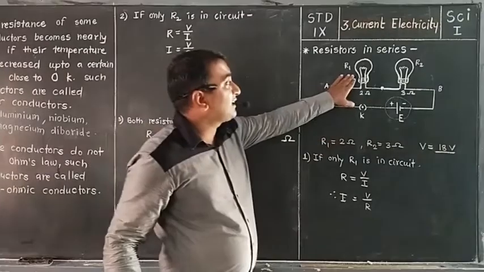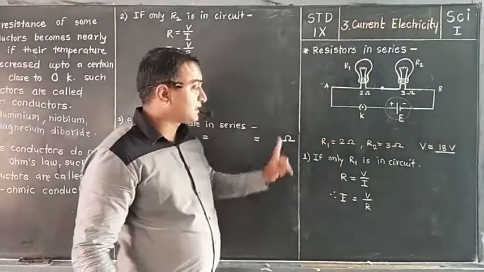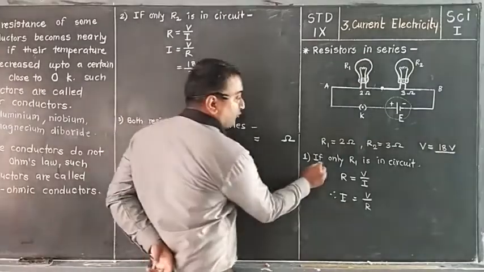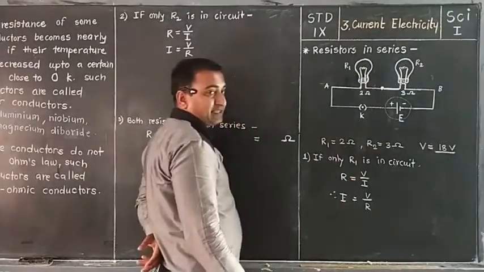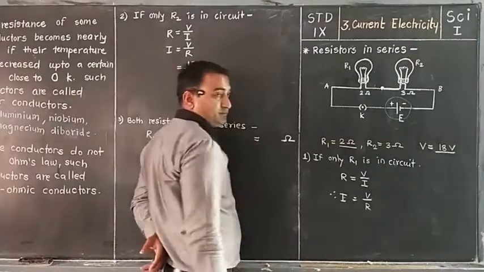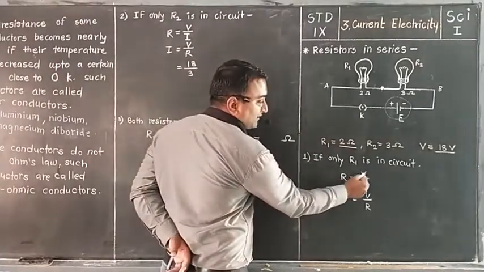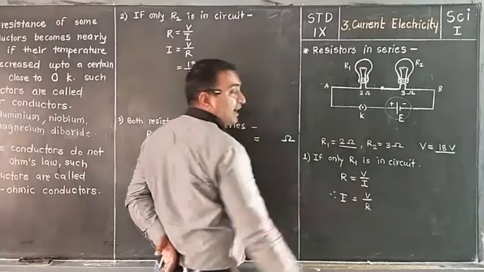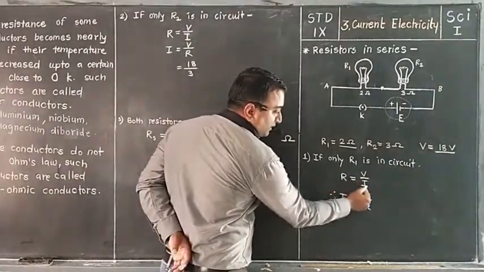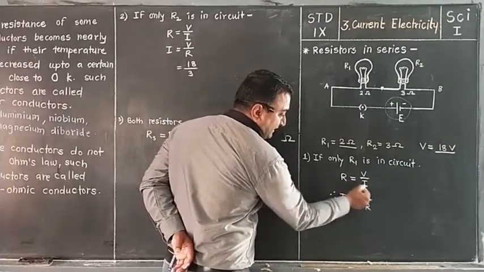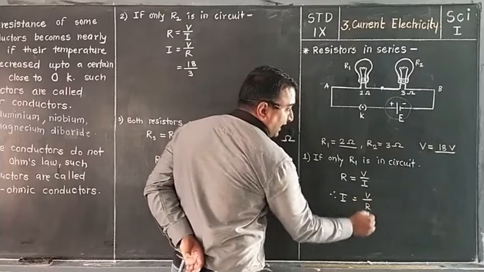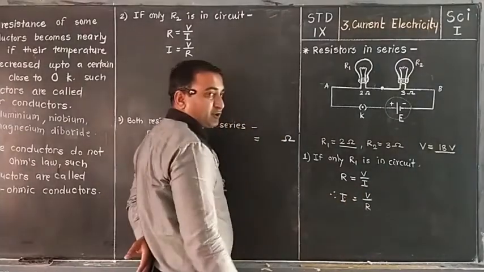Suppose we have connected only one resistor R1, then what should be the current? If only R1 is in the circuit, that is R1 is of 2 ohm. Now here R is equal to V divided by I. That is the formula we have learnt. Then here, by interchange, I is equal to V divided by R. That change in formula we are going to get.